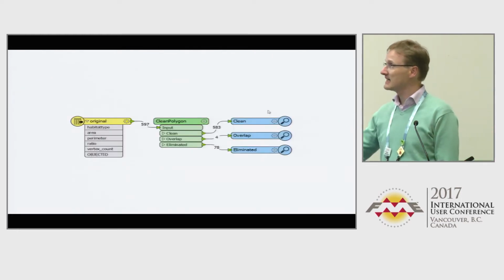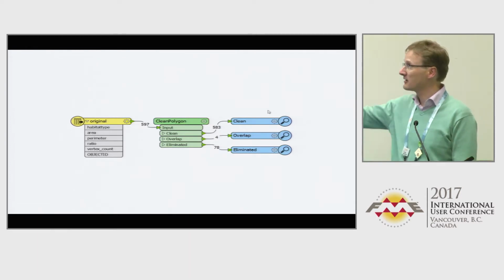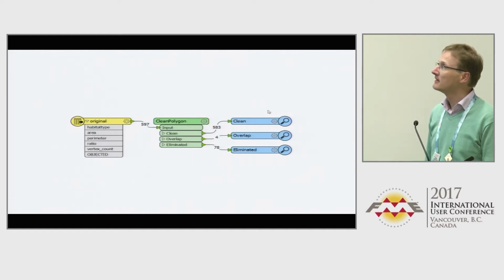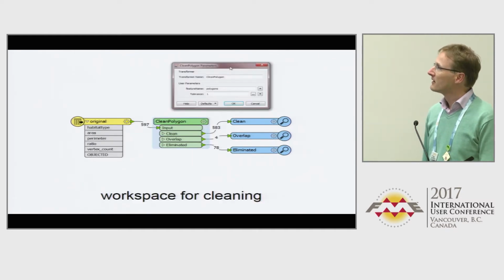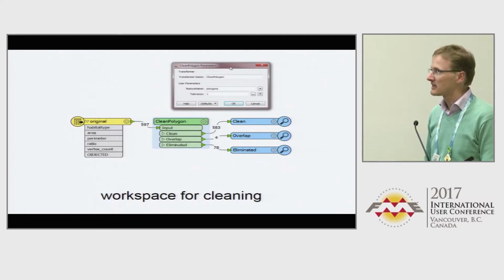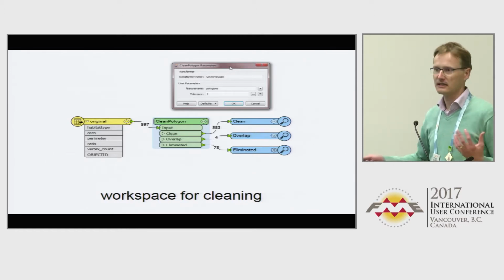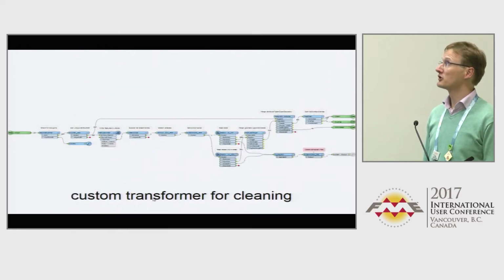Well, I have a data set, and I have a custom transformer, the CleanPolygon, and it ends up in a clean data set, the overlapping features and eliminated features. And I've just a parameter of a tolerance. In this case, I'm using a tolerance of 1 meter because it's pretty rough data and it doesn't matter that it's a meter apart. And actually, the custom transformer looks like this.